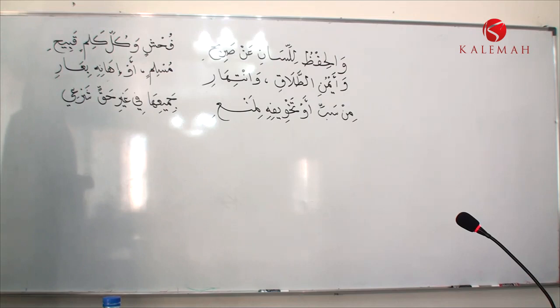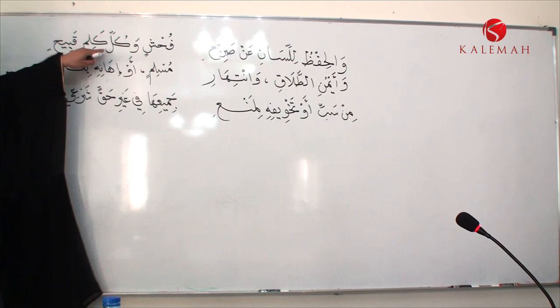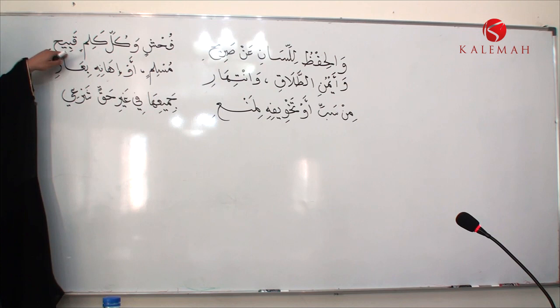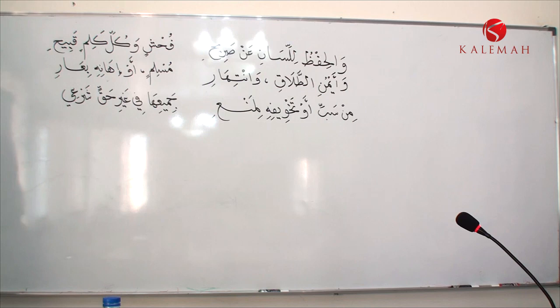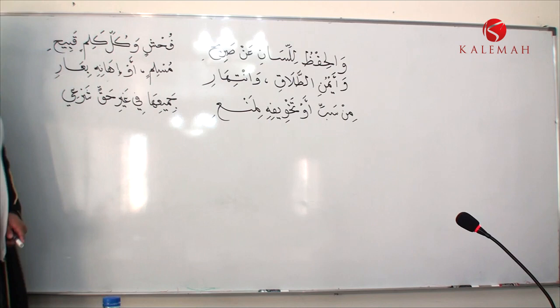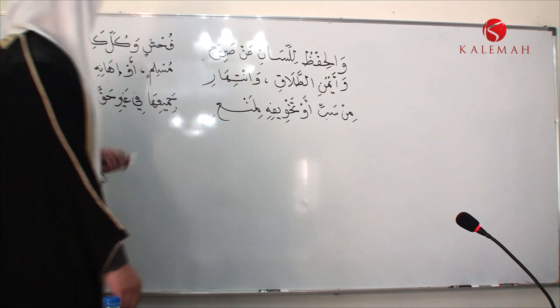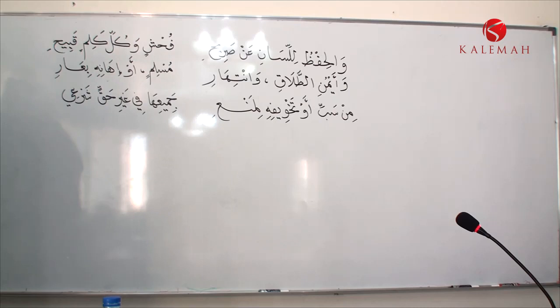And in general, every ugly, qabih is ugly, kalim is words. So you have to preserve your tongue from open obscenity and in general from every wretched and ugly word. Okay? Then he gave you many examples here. If you didn't understand anything, please ask.